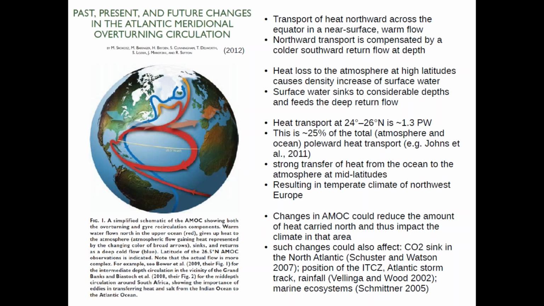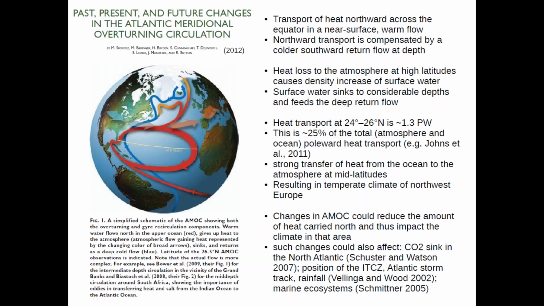And then, according to this paper, the heat transport between 24 and 26 north is about 1.3 petawatts. And that amount is roughly 25% of the total, meaning atmosphere and ocean, poleward heat transport. For example, Jones et al. wrote that.